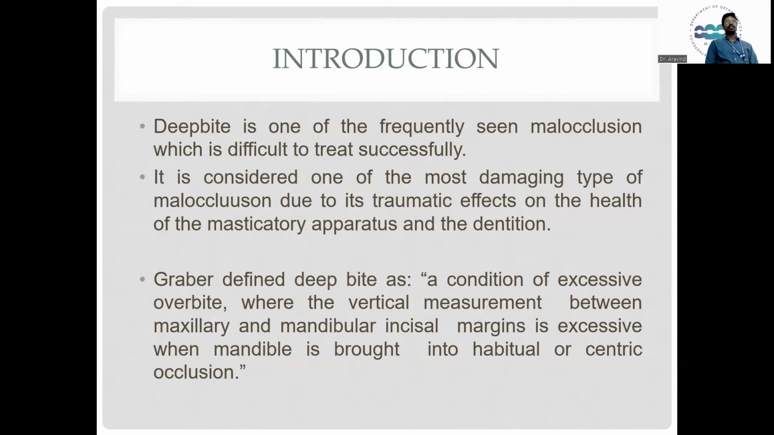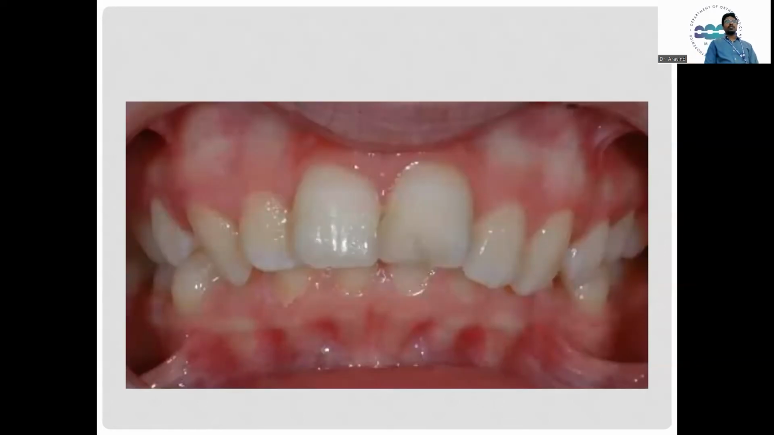So Graber has defined deep bite as a condition of excessive overbite wherein the vertical measurement between the maxillary and mandibular incisal margin is excessive when the mandible is brought into habitual or centric occlusion. So this is the picture of a deep bite malocclusion where you can see that there is increased overbite. Also there is extrusion of the upper anterior segments.